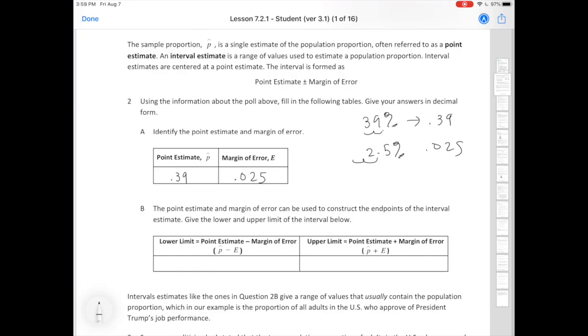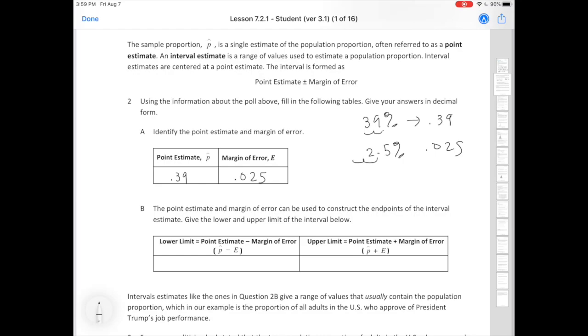All right, so let's keep going. The point estimate and margin of error can be used to construct the endpoints of the interval estimate. Give the lower and upper limit of the interval below. You get the lower limit by taking the point estimate and subtracting the margin of error, and you get the upper limit by taking the point estimate and adding the margin of error.